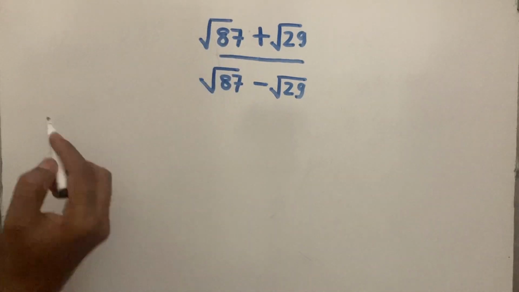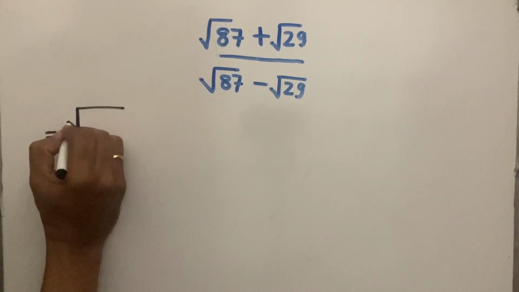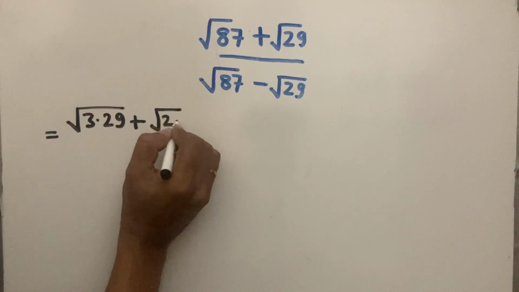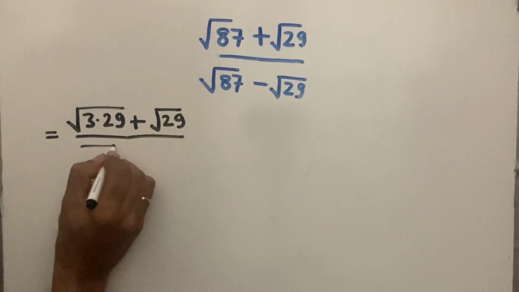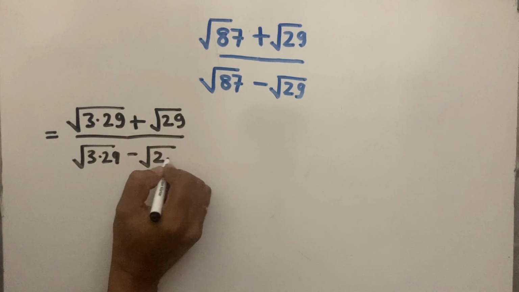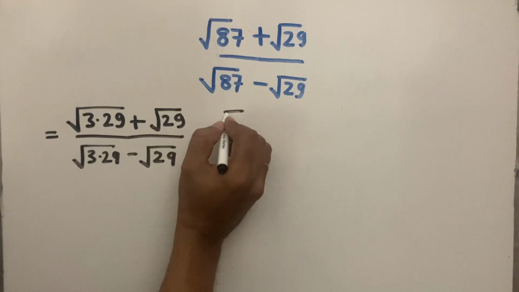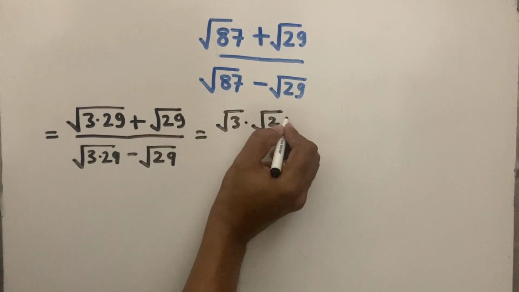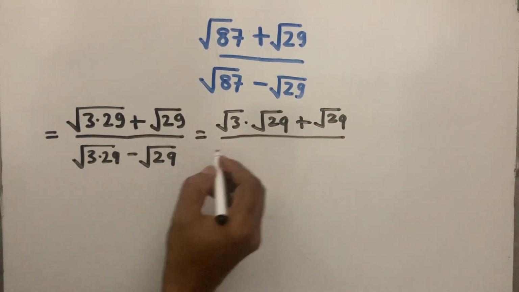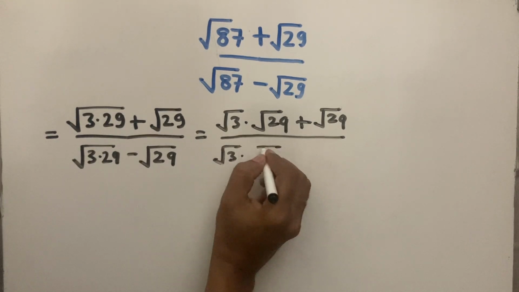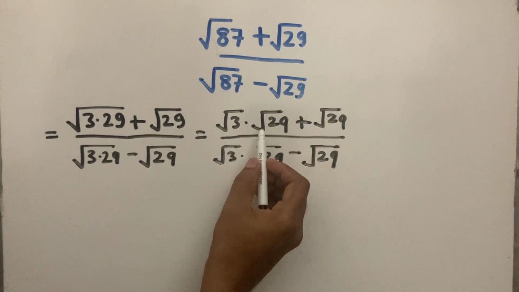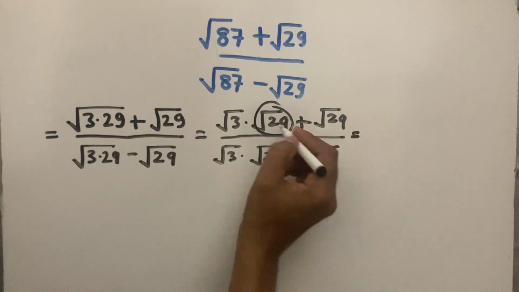√87 is equal to √(3 × 29), so we have (√(3×29) + √29) / (√(3×29) − √29), which is equal to (√3 × √29 + √29) / (√3 × √29 − √29). Here we can take √29 as common.